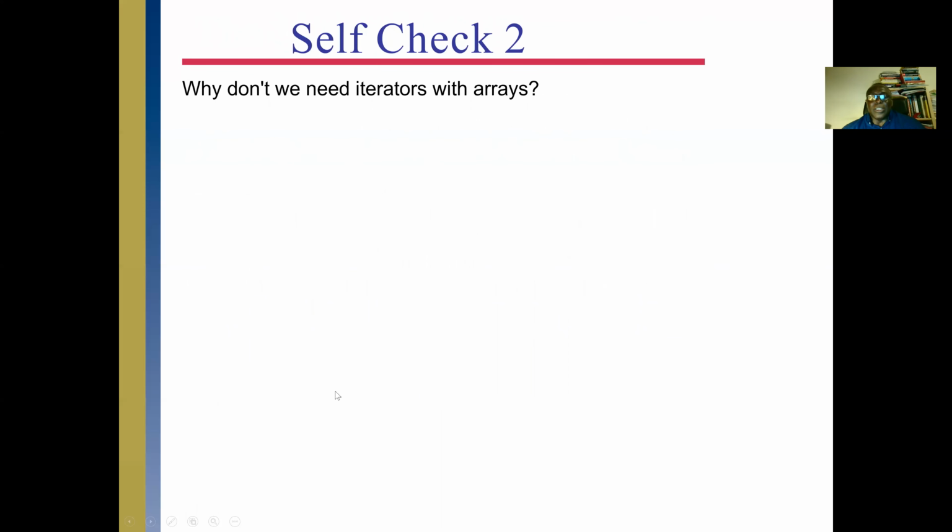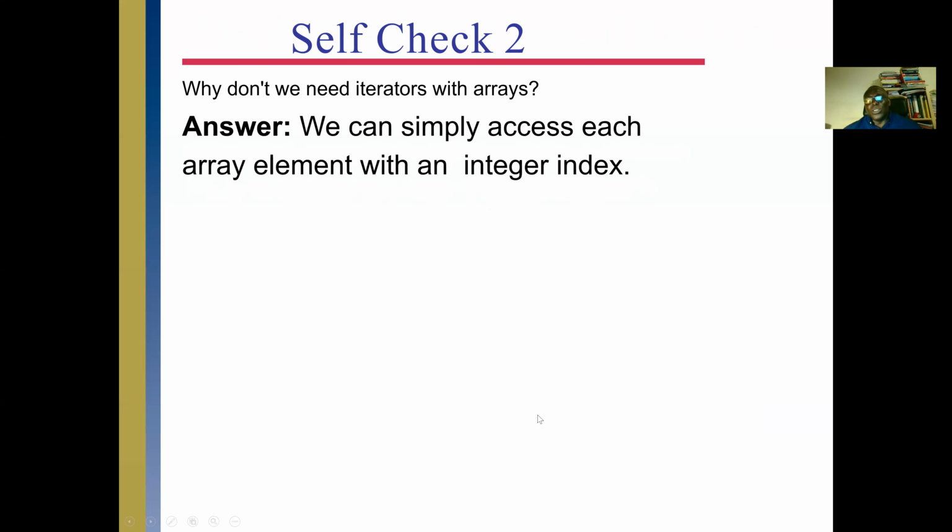Now, why don't we need iterators with an array? We don't need iterators with an array because in an array, we can access any of the elements using their index number. Iterators are a special object that we use to go through items in a list, or when I have more than one item. But we don't use it in an array. So here we can simply access each element in an array with the index number.